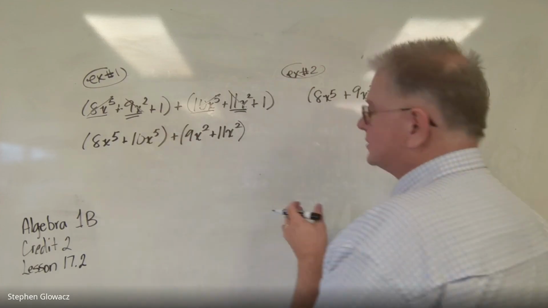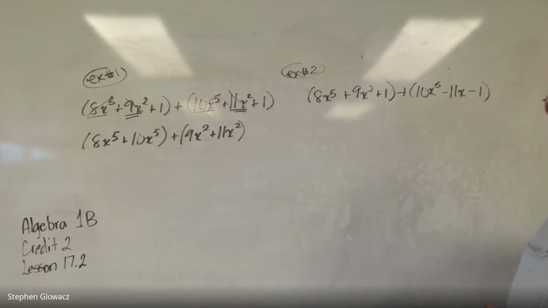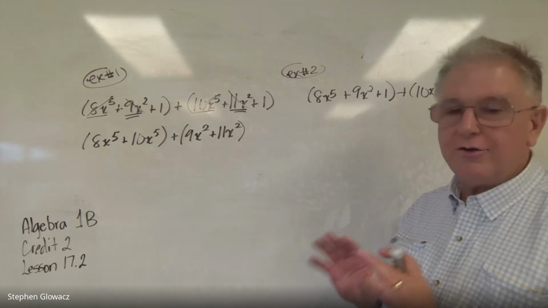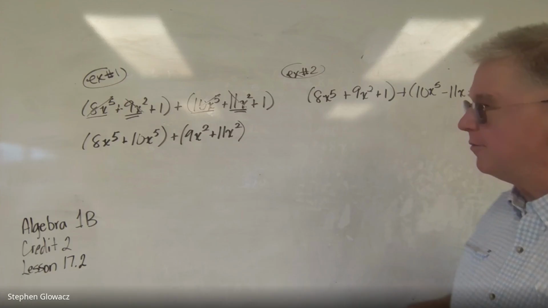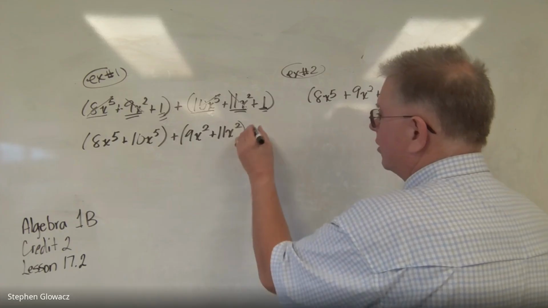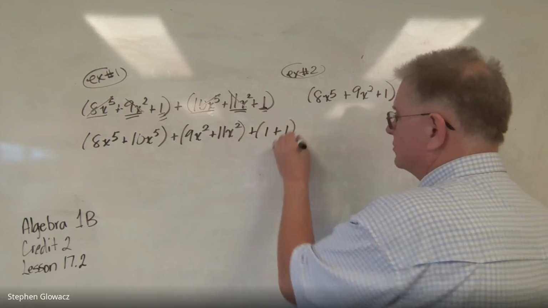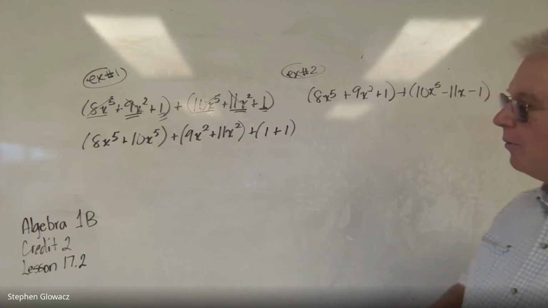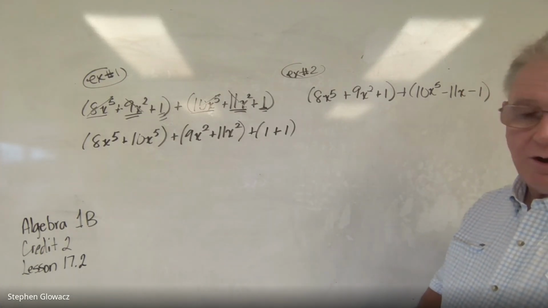Finally, constant terms. Remember what constant terms are? They're terms that don't have a variable in them. It's just a number. And so 1 and 1 over here would be like terms. So we have 1 plus 1. And now all we have to do is add up our like terms.